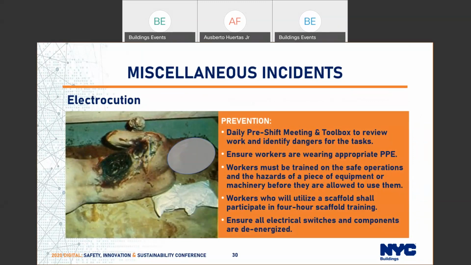Prevention measures should have included, but not been limited to, a daily pre-shift meeting and toolbox talk to review the work and identify the dangers. This toolbox talk needed to be specific to the electrical work and address the means and methods to get the job done. Ensure workers are wearing the appropriate PPE. Workers must be trained on the safe operation and the hazards of a piece of equipment before they are allowed to use it. Workers who utilize a scaffold shall participate in a 4-hour scaffolding training. Ensure all electrical switches and components are de-energized before proceeding.